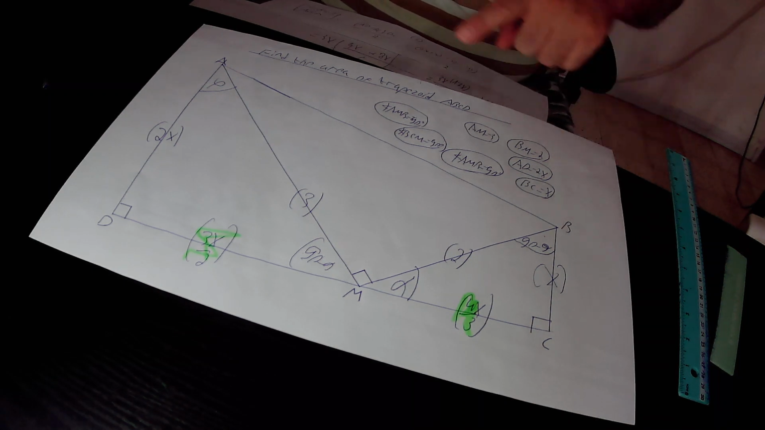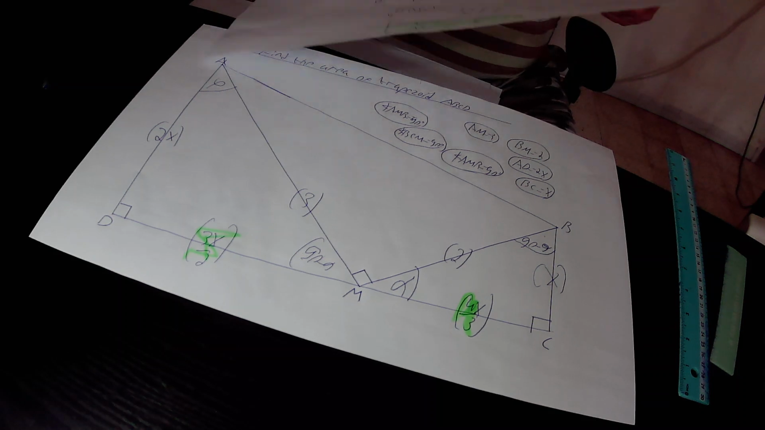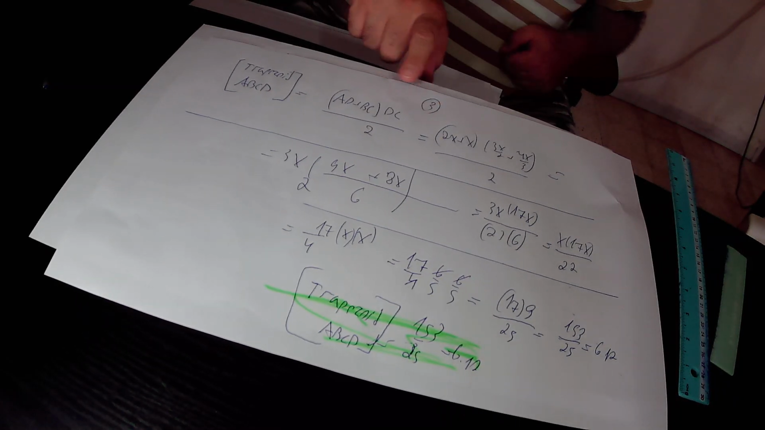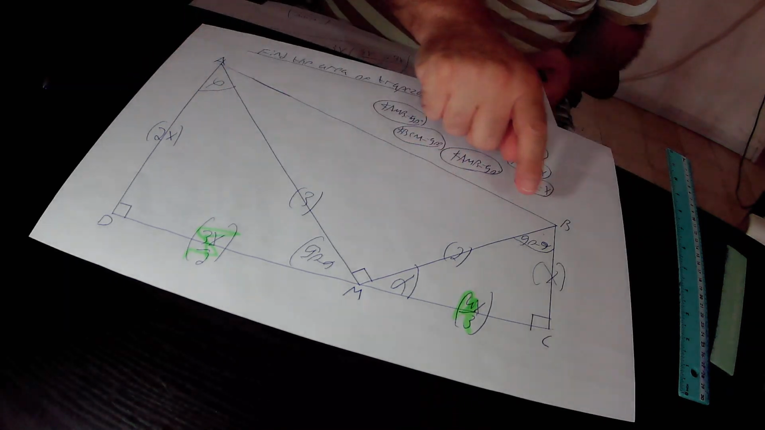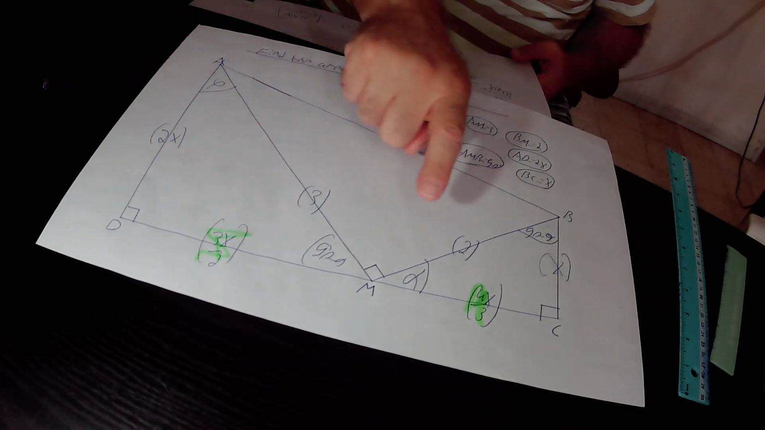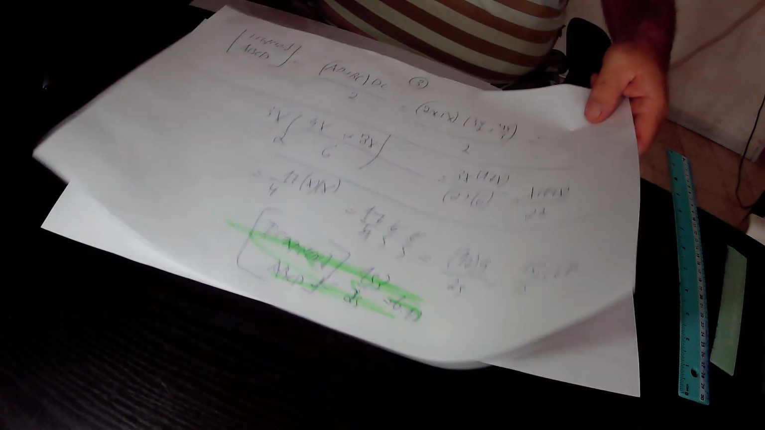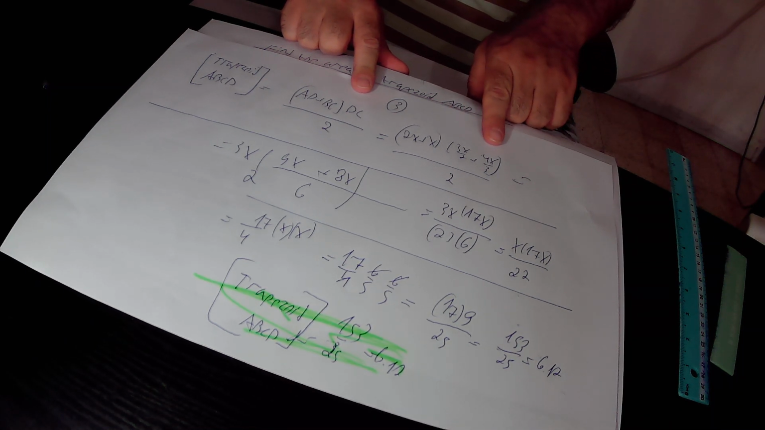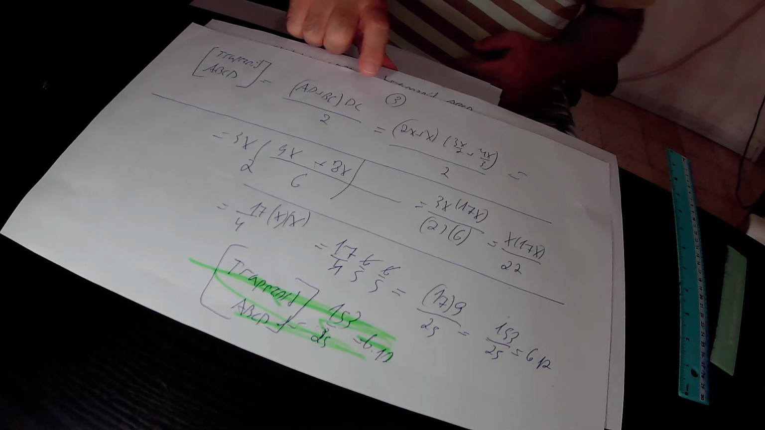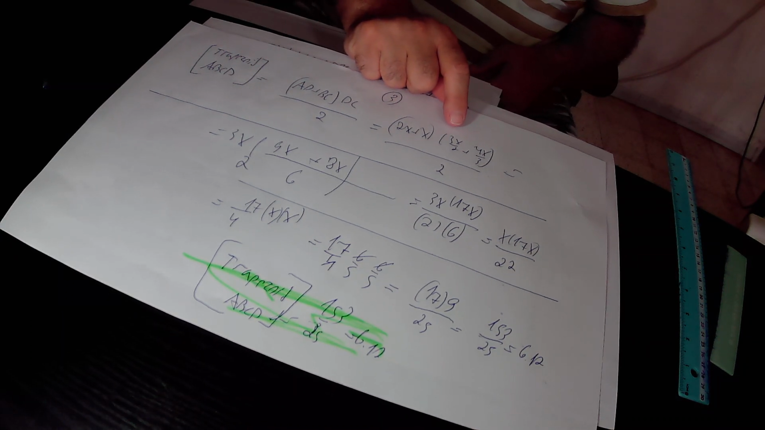AD is 2x and BC is x, times DC. The height DC equals 3x over 2 plus 4x over 3, all divided by 2. 2x plus x is 3x. Here we have 3x over 2 plus 4x over 3.